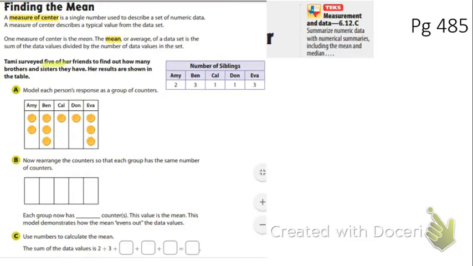Now, letter B. Rearrange the counters so that each group has the same number of counters. What that means, ladies and gentlemen, is here we have 2, 3, 1, 1, and 3. How could we rearrange the counters so that they're all even? If you can visualize it, we'll get this counter here and move it right there. Get this counter and move it right there. And voila, we will get this here.